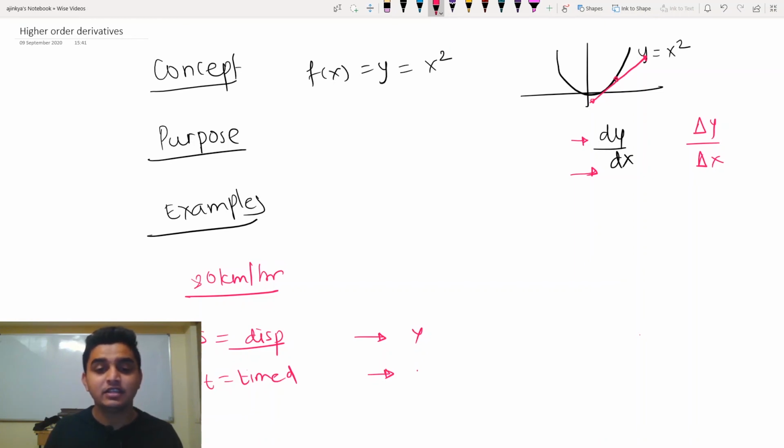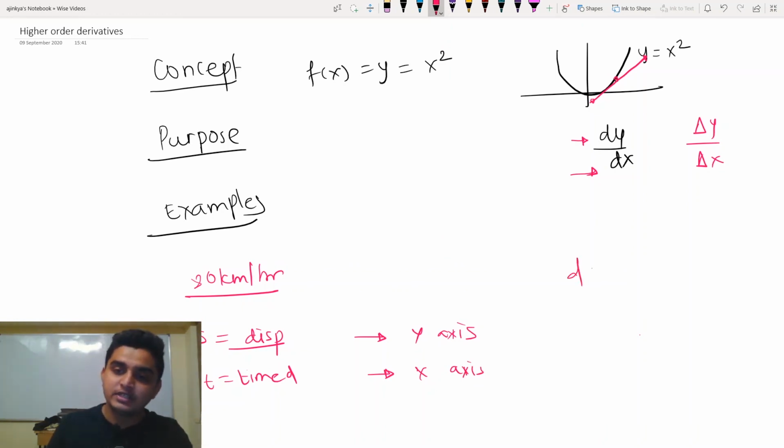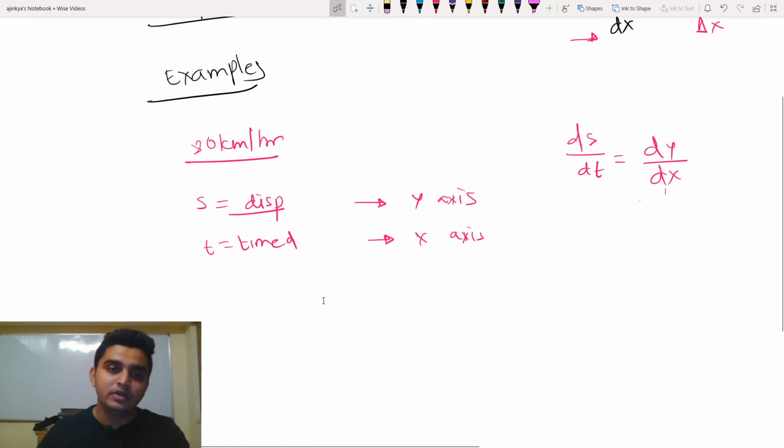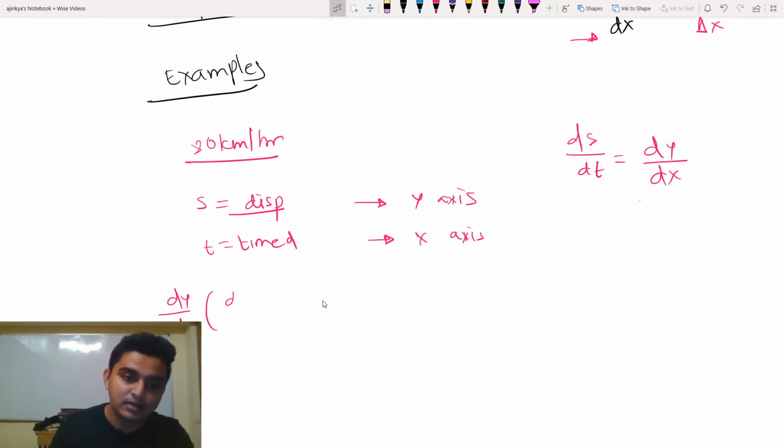and the time is on the x-axis. So if we have to check the displacement with respect to time, we have to necessarily get dy upon dx on a particular graph, isn't it? What will this give you? It will essentially give you dy upon dx, or rather ds upon dt. In other words, it is going to give you velocity, isn't it?